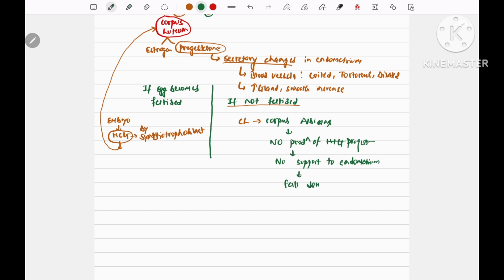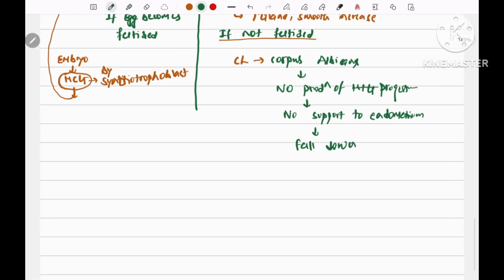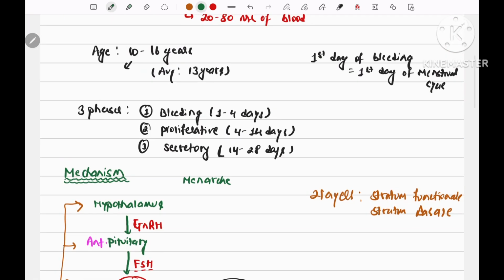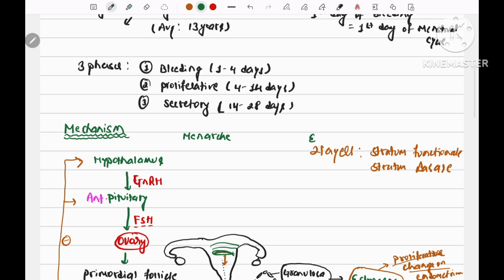Now we have to know that when it falls down, I told you that there are two layers of endometrium. In the endometrium, one layer is intact and another layer will fall down. So stratum basalis will remain as it is, and this stratum functionalis will fall down. Stratum basalis will remain intact.